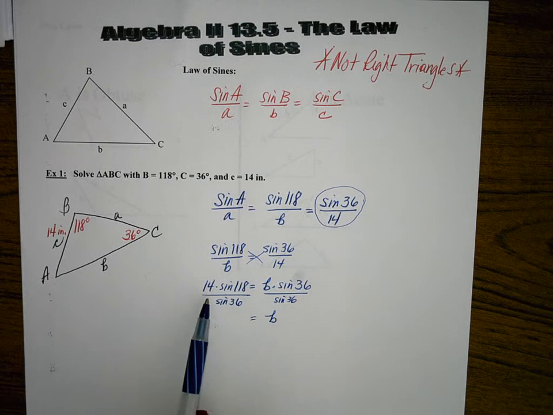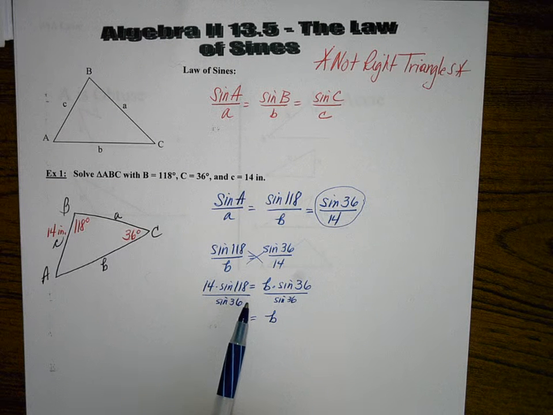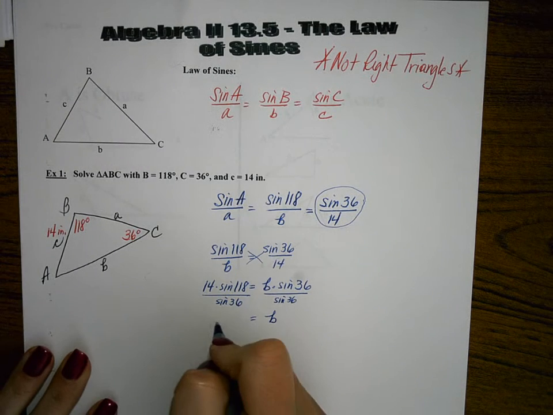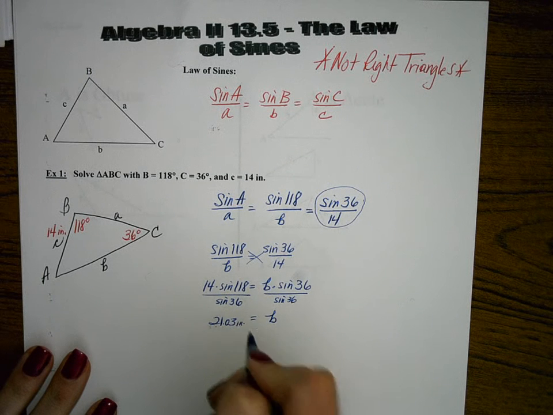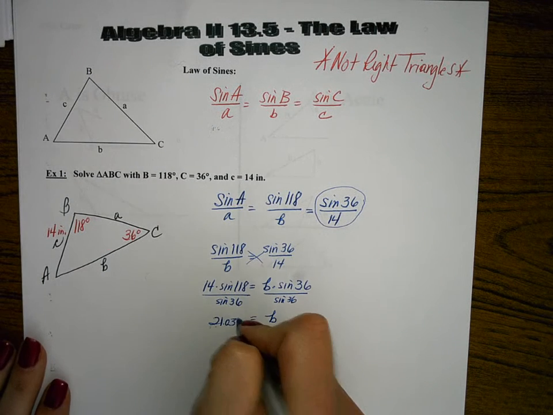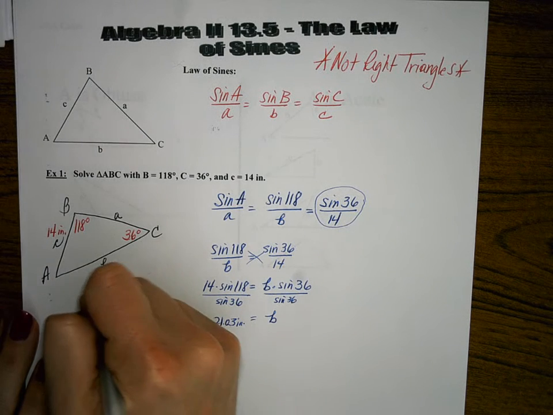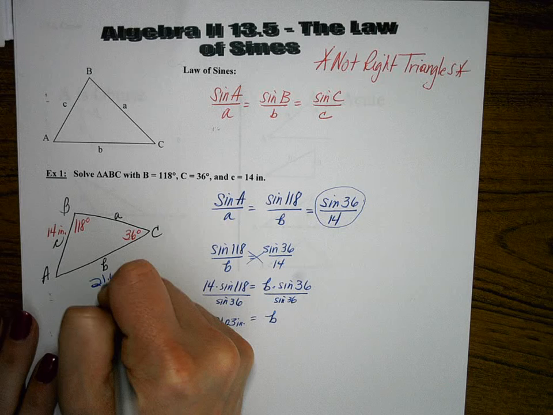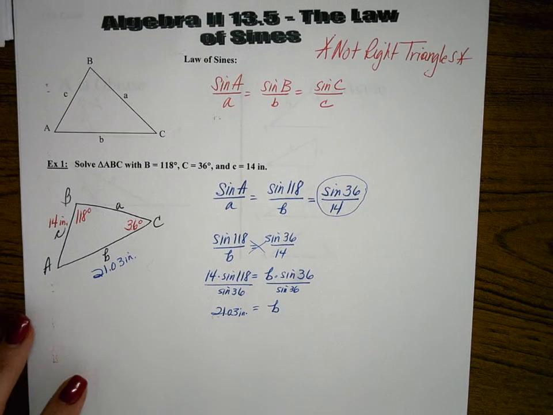Then I'm going to take 14, multiply by the sine of 118, and divide by the sine of 36. Does somebody have that? 21.03. All right, and that is inches. Perfect. We are going to be nearest hundredth for everything. So little b is 21.03 inches. Any issues so far?